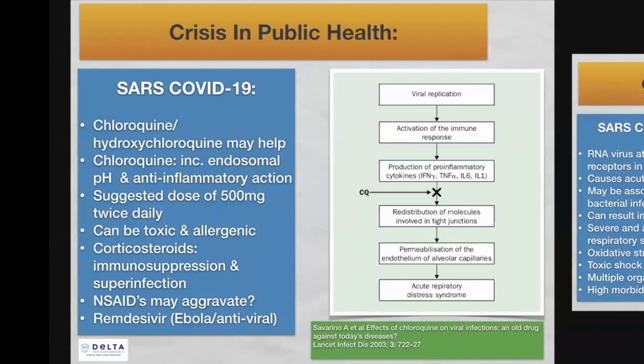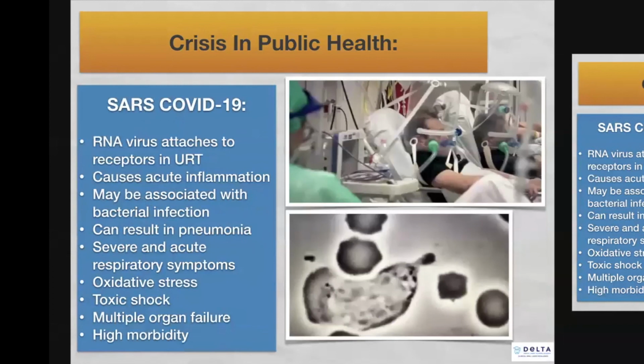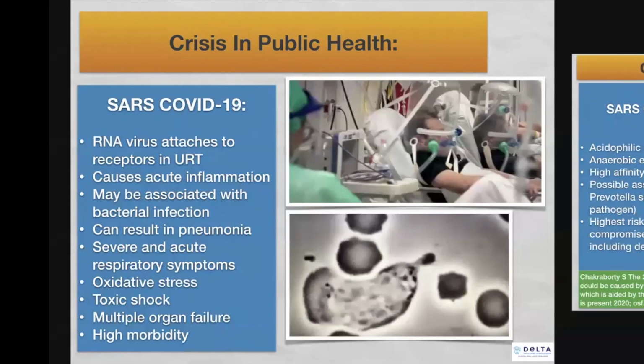You want to give them some painkillers, so you give them some non-steroidal anti-inflammatories, and again, by suppressing the immune system, it's suggested this may aggravate the problem. Chloroquine itself, some people are allergic to it, or it can have some toxic effects, so none of these things are perfect. The virus itself is an RNA virus. It attaches itself, as with all respiratory tract infections, to epithelial or bronchoepithelial cells.